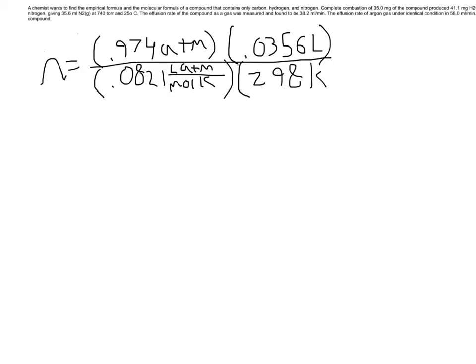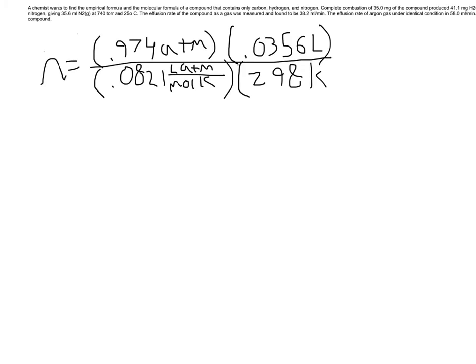and 25 degrees Celsius. The diffusion rate of the compound as a gas was measured and found to be 38.2 milliliters per minute. The diffusion rate of argon gas under identical conditions is 58.0 milliliters per minute. Find the empirical formula and a molecular formula of the compound.